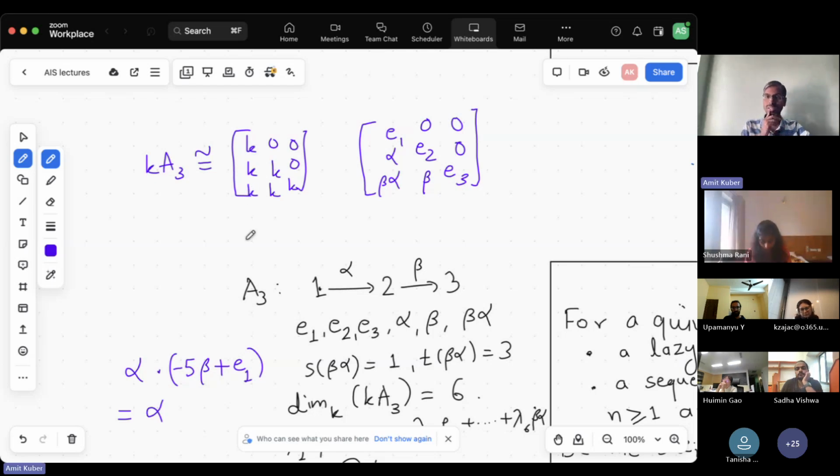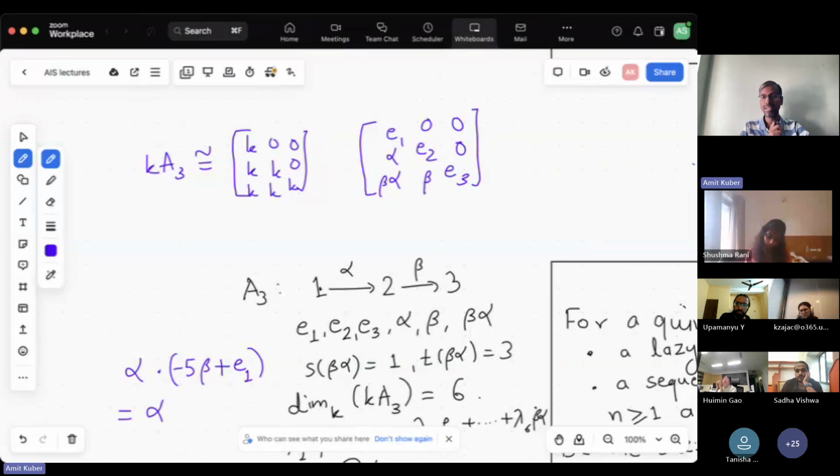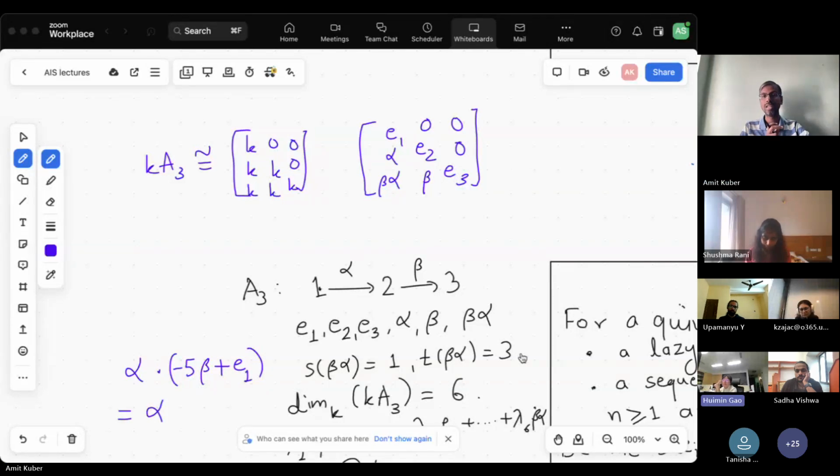Any questions about this? Is this just the incidence matrix? Is it really the incidence matrix? Think again. Are 1 and 3 adjacent? No, they aren't. Yes. So you got it.